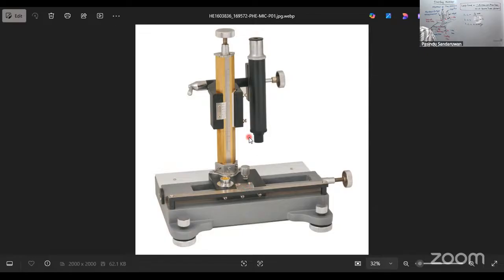Then about the adjustments, this part here at the very top is the fine adjustment for the vertical movement. I have drawn it here. When this is rotated, this black part, which consists of the microscope, goes up and down slowly. Fine movements mean slow movements.